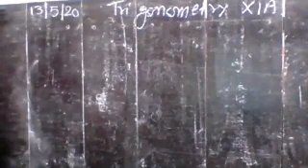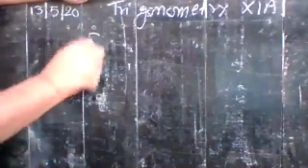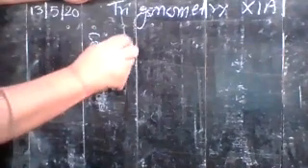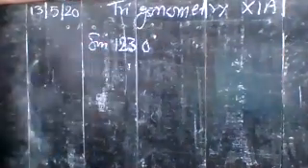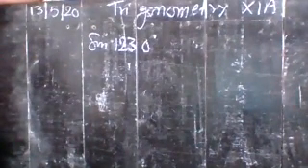Yesterday we were discussing questions based on the identities and finding the values of trigonometric functions, one of which was cos 495. Now find the value of another function also. So write it: sine 1230 degree. Here you have to find the value of sine 1230 degree.